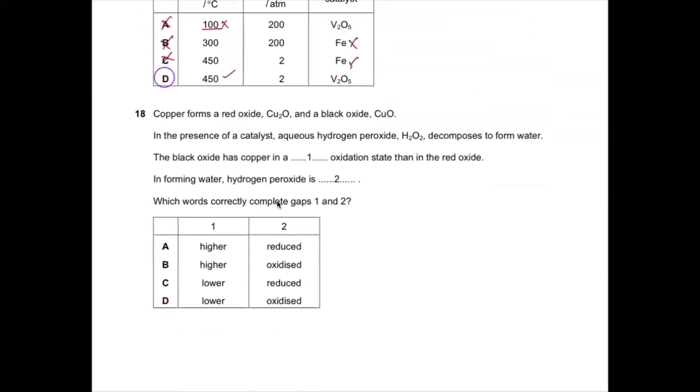Now, MCQ number 18. Copper forms a red oxide, Cu2O, and a black oxide, CuO. See, they have mentioned the colors of the two oxides which are formed from copper.